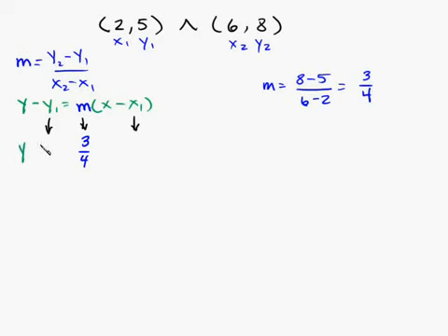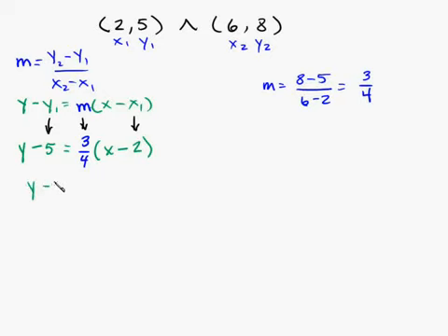We have y, bring down the y, bring down the minus sign. My y1, so we're going to use this point, okay? So my y1 here is 5. So I plug in my 5, bring down the equal sign. I already have my slope. Write down the x, bring down the minus sign, and x1 is 2. Okay, so now I'm going to go ahead and distribute the 3/4 into here.